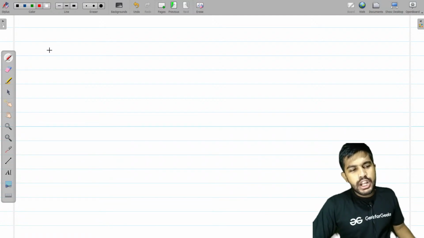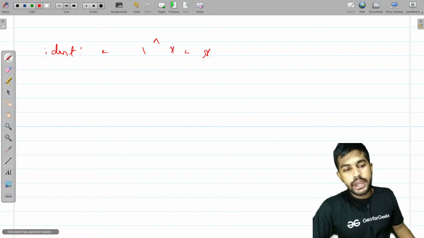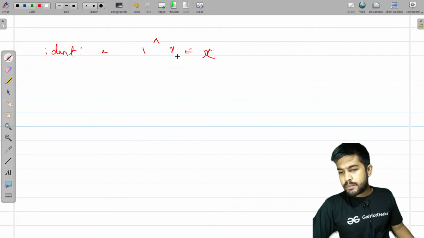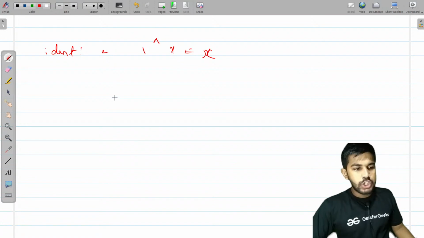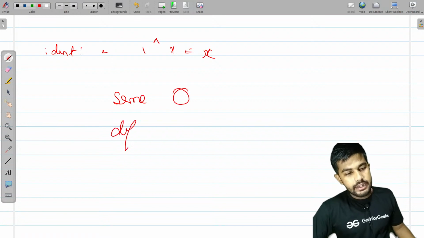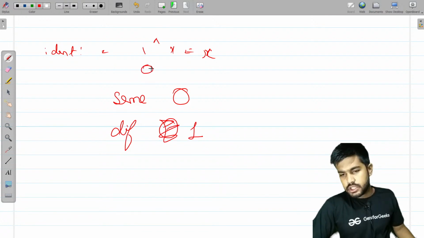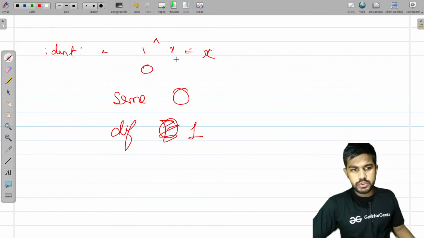The properties of XOR are like the identity property. What is the identity property? One XOR x is equal to x itself. It is the identity property which we normally use. And what is the truth table of XOR? Same gives 0 and different gives 1. I think that would be 0. 0 XOR 0 is equal to x itself.